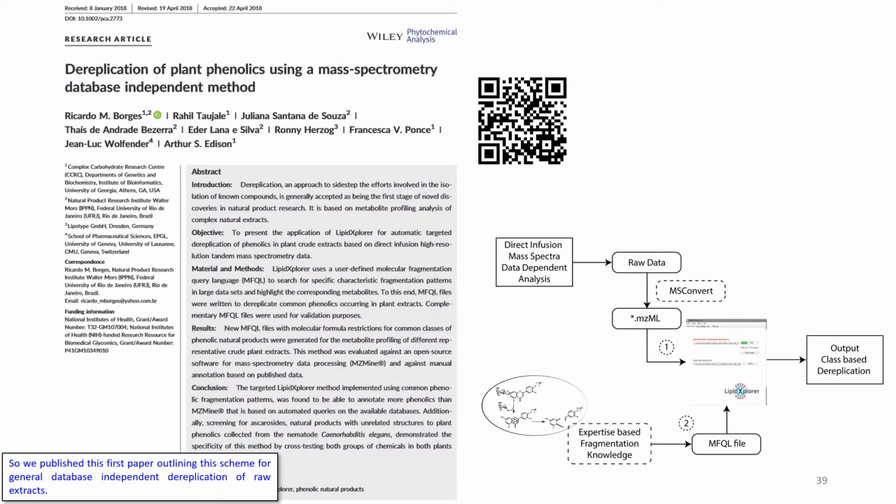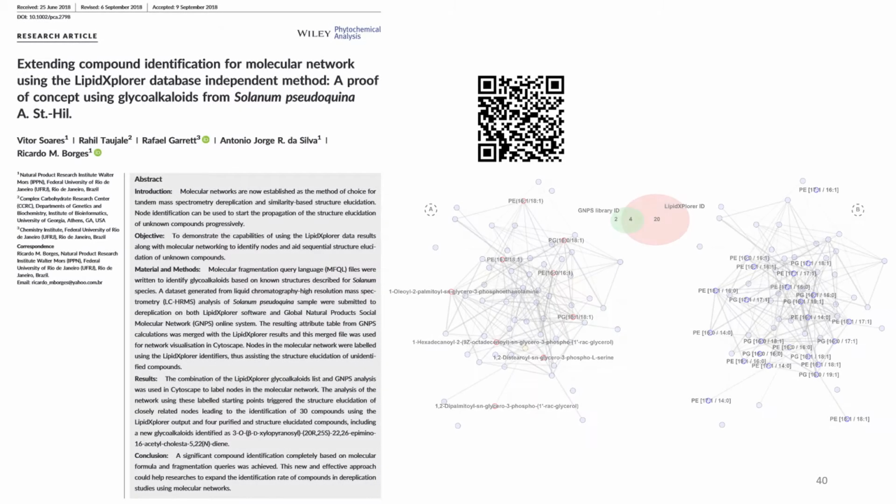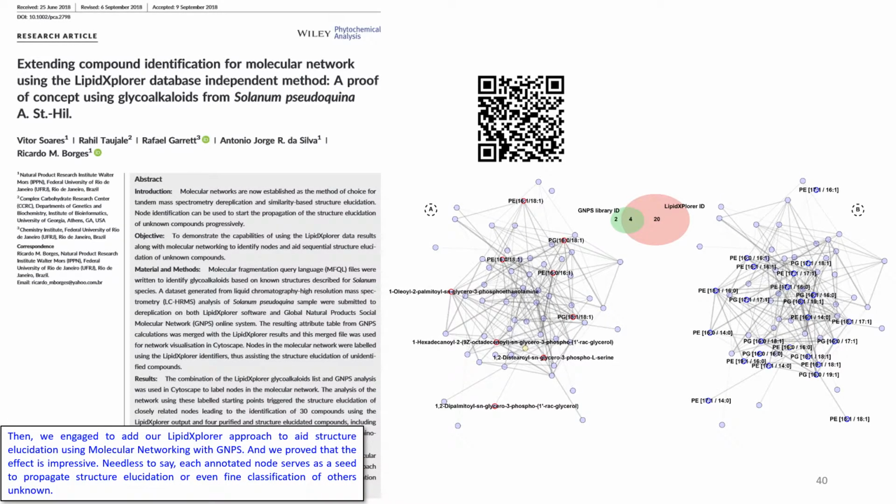And as a result of all this, we published this first paper outlining this scheme for general database independent application of raw data. And then we engaged to add our LipidXplorer approach to aid structure elucidation using molecular networking with GNPS. And we proved that the effect is impressive. Needless to say, each annotated node serves as a seed to propagate structural elucidation or even fine classification of other unknowns.